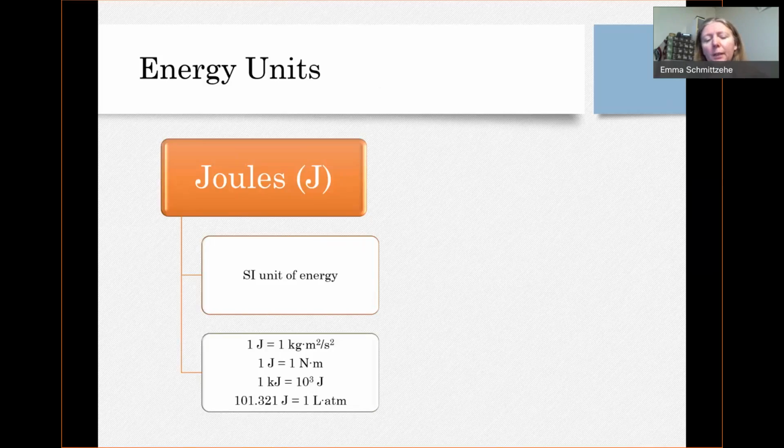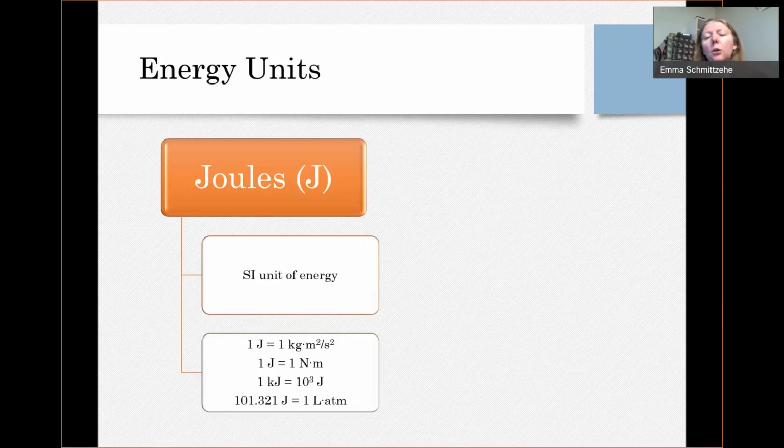Another thing that you can relate joules to is liters times atmospheres. That comes up usually when you're dealing with gas samples, which we're not going to do at the moment. So that's just an additional conversion that sometimes it's useful to be aware of, but not necessarily memorize.